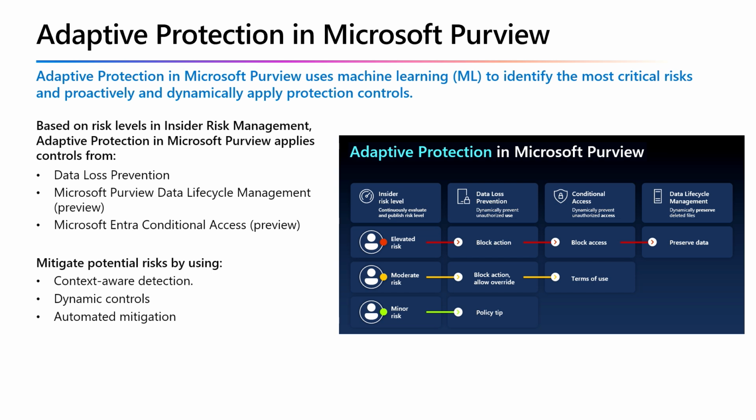Adaptive protection dynamically assigns the right policies based on the insider risk level, which can be elevated, moderate, or minor, as defined by our machine learning models. This ensures that the most effective policies, such as blocking data sharing or application access, are applied only to high-risk users, while low-risk users continue their work without interruption.